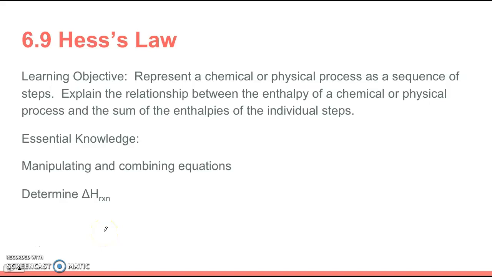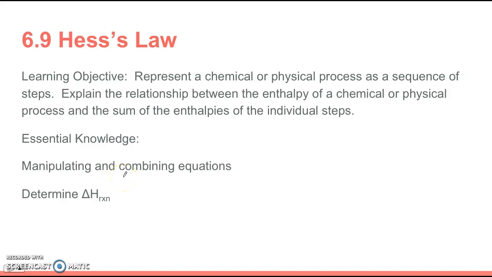All right, then the last section for Unit 6 is on Hess's Law, and the learning objective is represent a chemical or physical process as a sequence of steps. Explain the relationship between the enthalpy of a chemical or physical process and the sum of the enthalpies of the individual steps. So the essential knowledge is, in Hess's Law, we take several reactions that we know their enthalpy change.